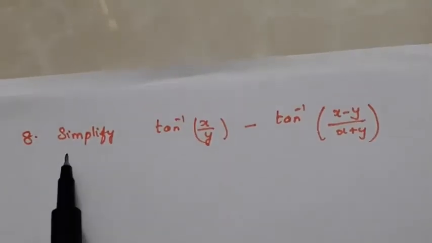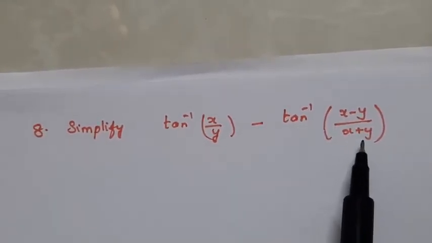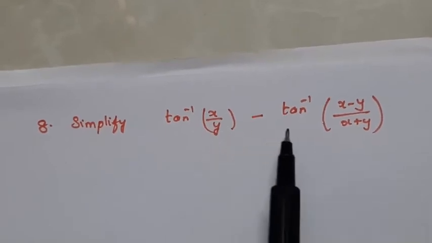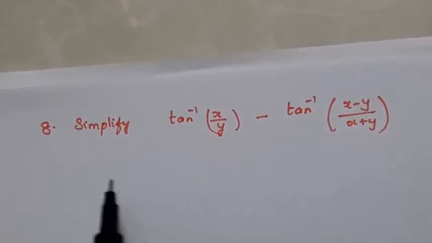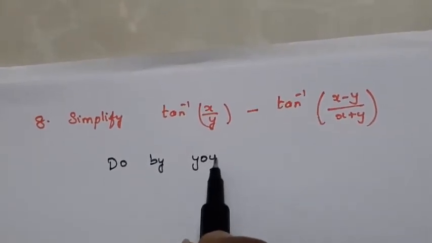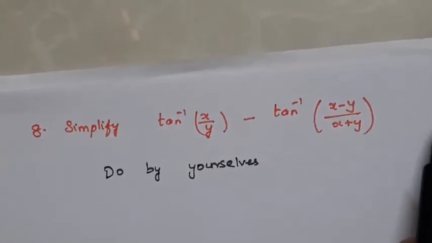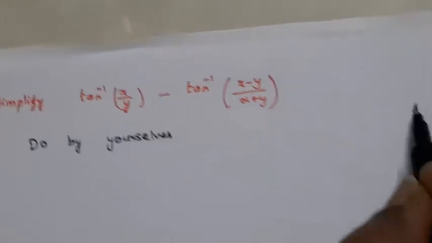Then the 8th one, simplify tan inverse of x by y minus tan inverse of x minus y by x plus y. This is a direct application of the formula for tan inverse of x minus tan inverse of y. So it is better you try by yourselves. Just have a try on it and find out the answer. Here the right hand side has not been given, so you have to find out the answer, and let me write down the answer.